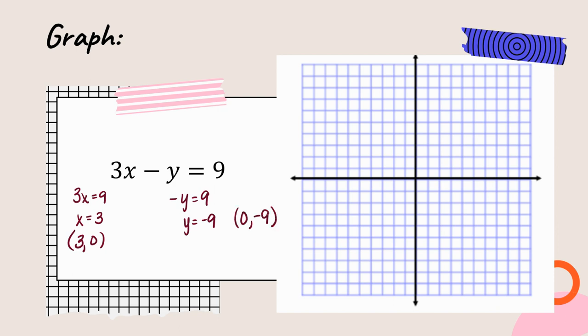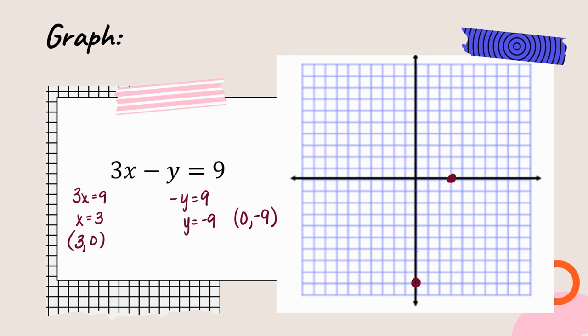Okay? So I plugged 0 in for both x and y to solve for the other variable. I just didn't show my work for it, and that's okay. You don't have to. So let me graph these points. So I have an x-intercept at 3, 0. So I'm going to go over 3. And then I have a y-intercept at negative 9. 3, 4, 5, 6, 7, 8. So I'm going to go all the way down to negative 9.